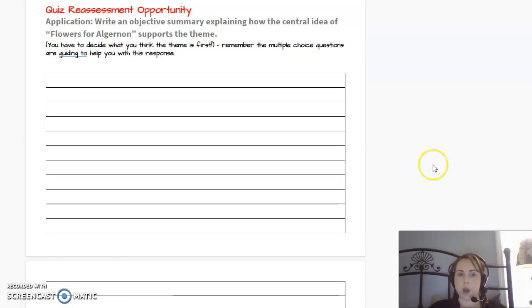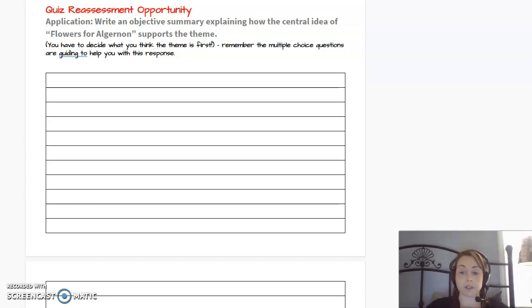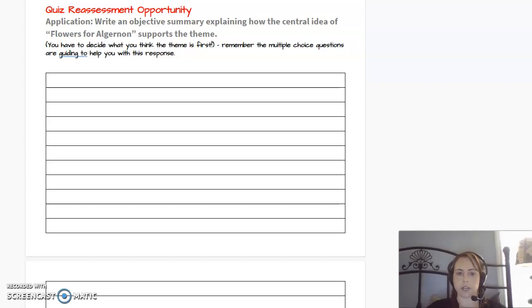I want you to recognize that this is your quiz reassessment opportunity. The quiz you guys took before spring break over this story was tough. It was a tough quiz. It was a good quiz, but it was tough. And I think a lot of you struggled with it. So this grade will replace that quiz in the grade book. This is your opportunity to fix that.